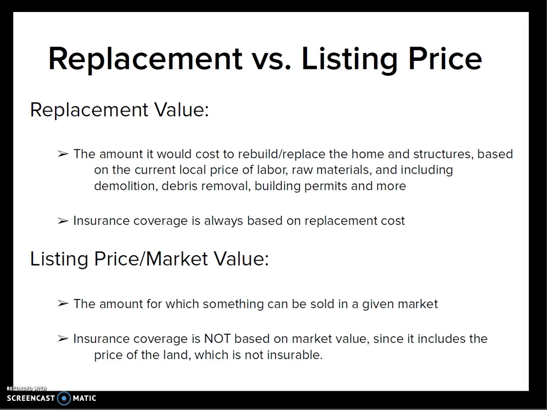Replacement cost versus listing price. This is probably single-handedly the most often question I get when working with lenders, customers, even real estate agents. Replacement cost is the amount it would cost to rebuild, replace the home and structures based on the current local price of labor, raw materials, and including demolition, debris removal, building permits, and so much more. Insurance coverage is always based off of replacement cost.